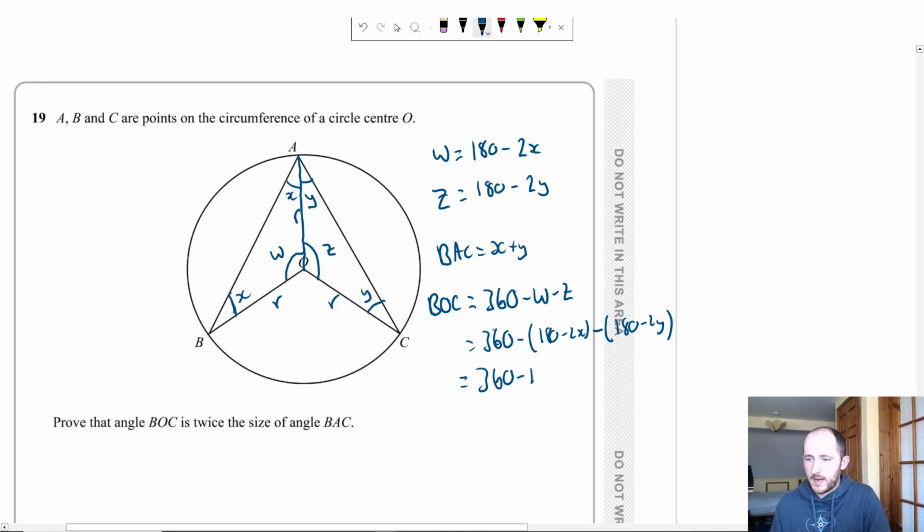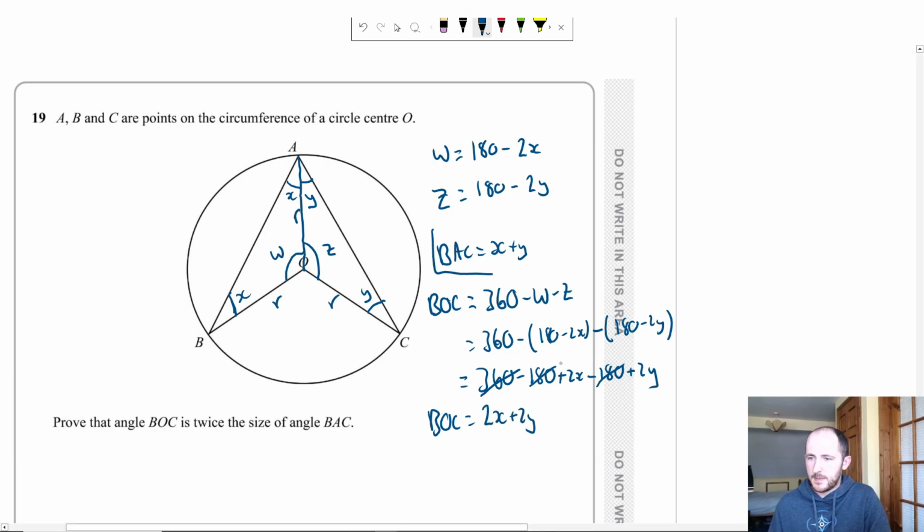So 360 minus 180 plus 2x. Don't forget, when you have a minus on the outside, it's going to flip the sign of everything inside. Because minus times 180, then minus 1 times minus 2x. Then minus 180, then plus 2y. And if I simplify this, the 360 will cancel with the 180 and 180, right? 360 minus 180 minus 180. And that gives me that BOC is equal to 2x plus 2y.